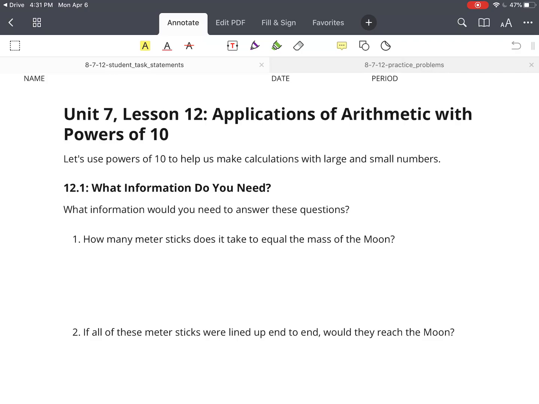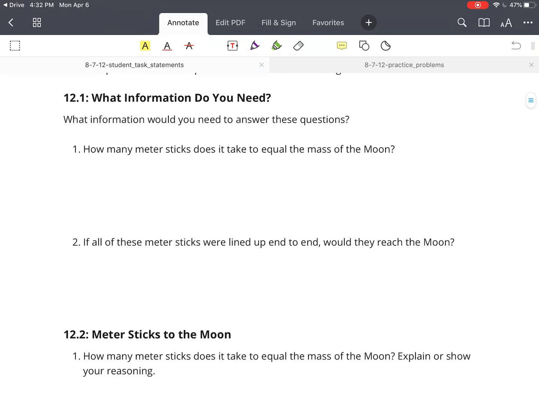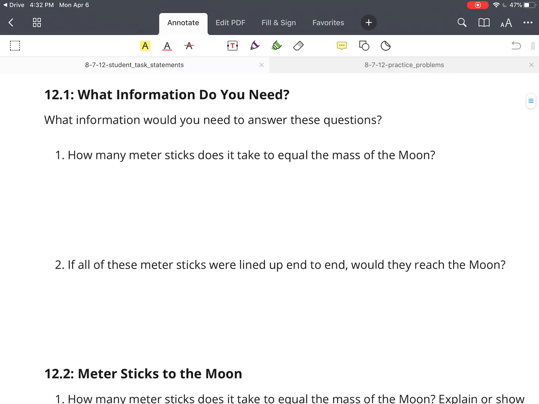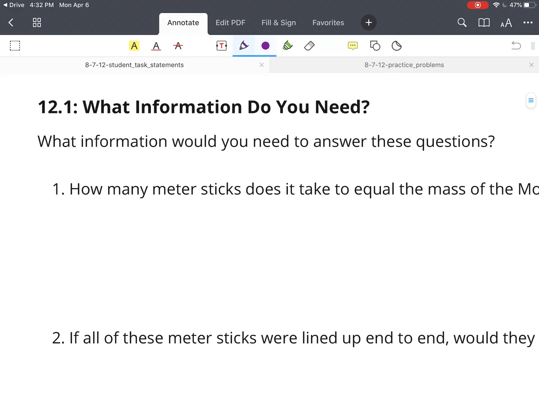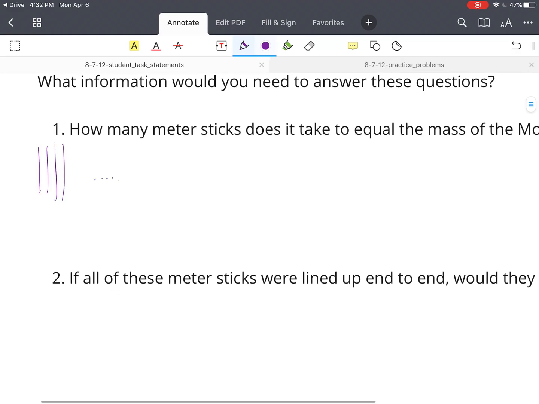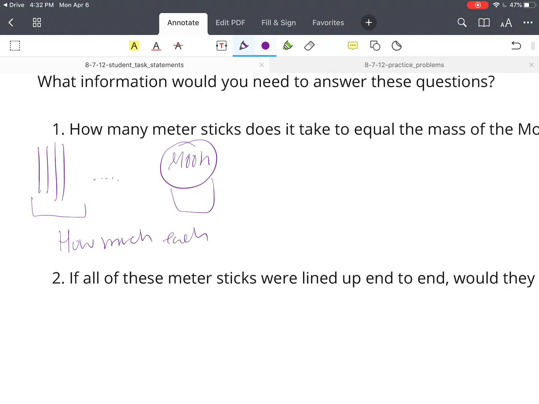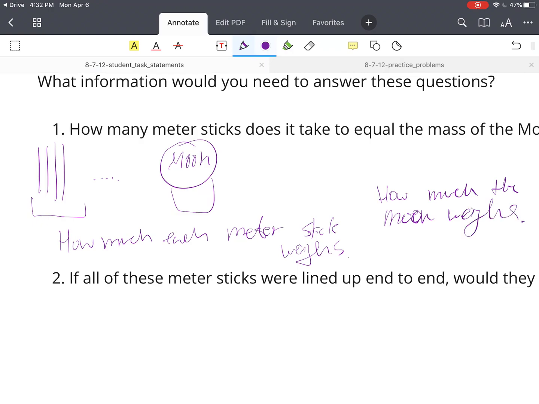So what information would you need to answer these questions? How many meter sticks does it take to equal the mass of the moon? If you think about it, how many meter sticks do you need so it weighs the same as the moon? So I think you need to know how much each meter stick weighs, and additionally, how much the moon weighs. Once you know those two, you can figure out how many you need.